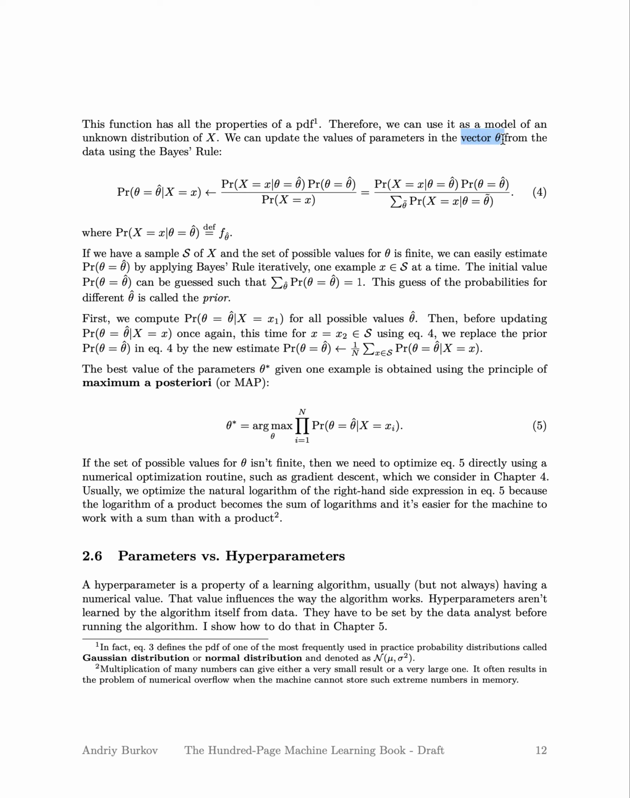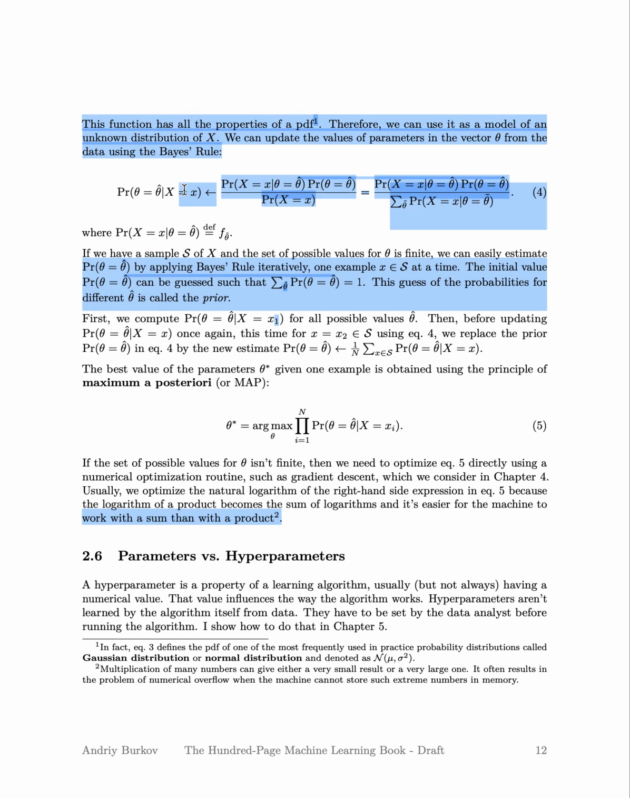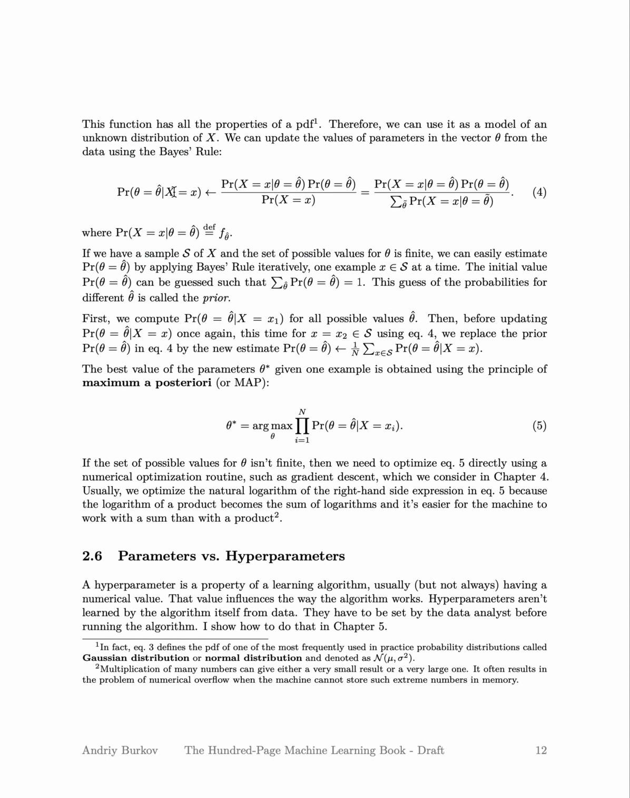The vector theta is a parameter of our model, and we can update the values of those parameters from the data using Bayes' rule. How do we do that? We say, what is the probability of our parameter being theta hat, which is simply theta predicted, or the value we are using, given our data x? It is equal to the probability of our data being x given our parameter, into the probability of our parameter, upon the probability of x.